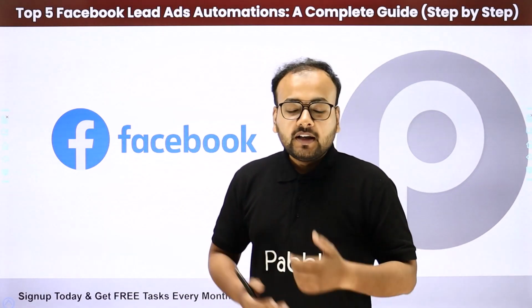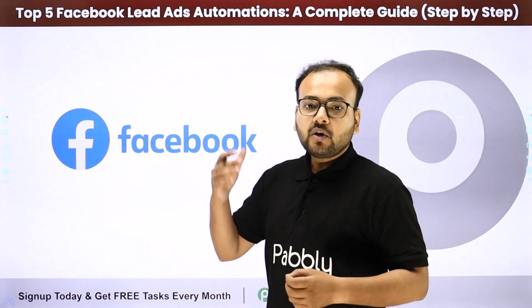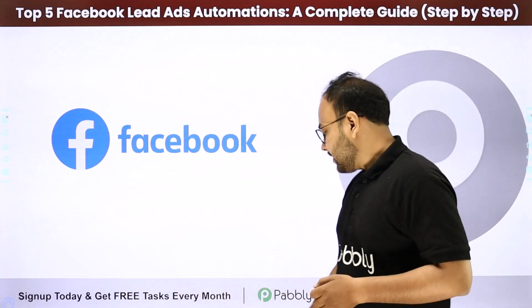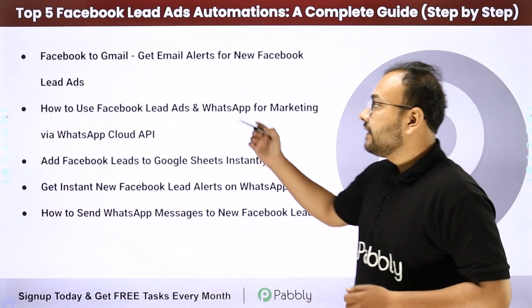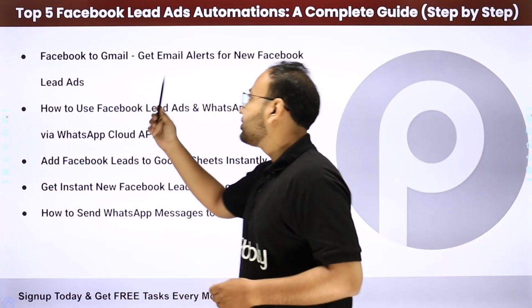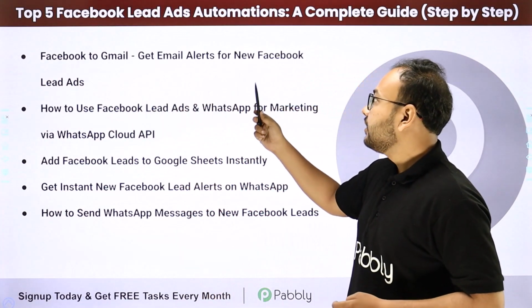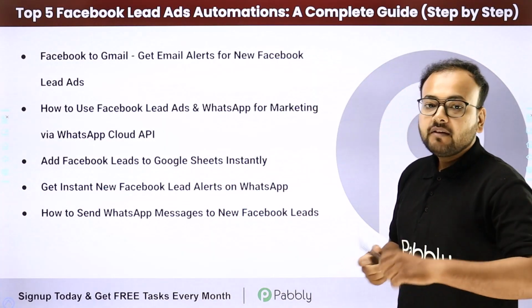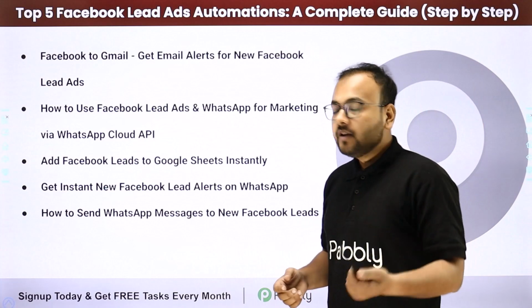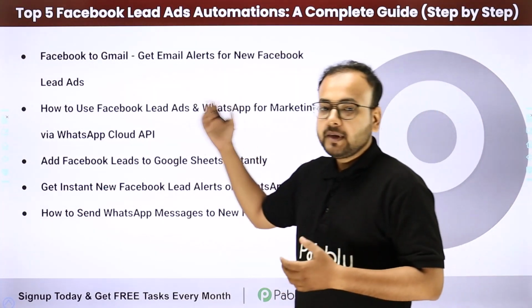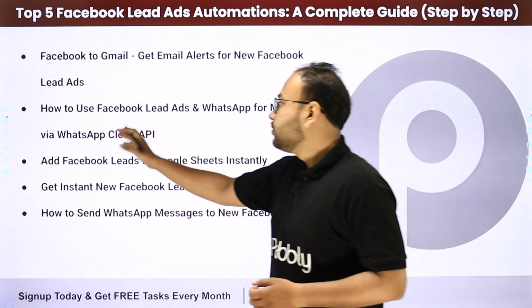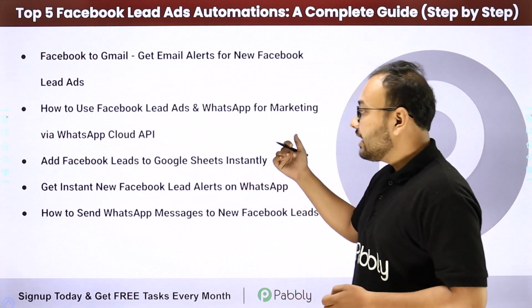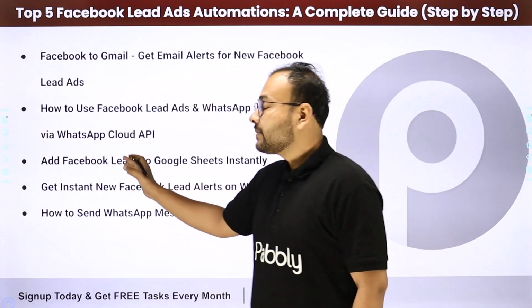So first of all, let's discuss what are those top 5 automations that we have. So guys, we have the Facebook to Gmail automation. Here you can get an email alert for new Facebook lead ads. This means whenever you generate a lead on Facebook, you are going to get an email. Second one is how to use Facebook lead ads and WhatsApp for marketing via WhatsApp's Cloud API.